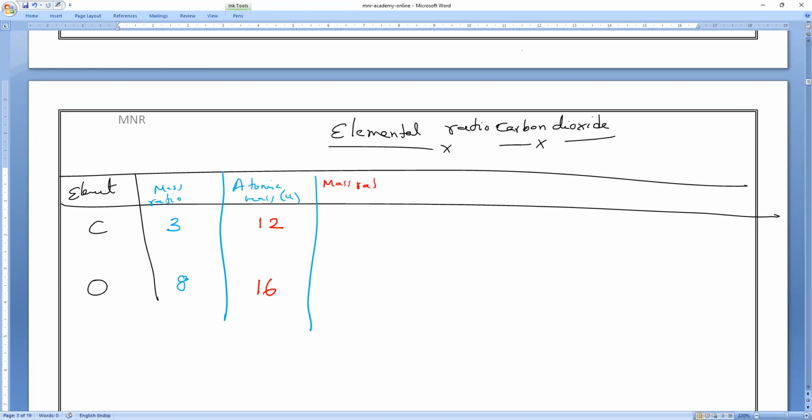Shivani, are you understanding? Yes, sir. Mass ratio divided by atomic mass. Tell me, everybody. Mass ratio 3 divided by atomic mass 12. 3 ones are 3, 3 fours are 12. So 1/4. Okay? Next, mass ratio 8, atomic mass 16. 1/2, sir. 8 ones are 8, 8 twos are 16.